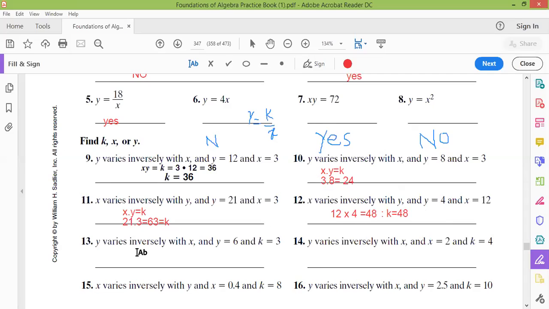Next one. Here you need to find x. Do you know how to find? X is equal to k over y. If you want to find y, it will be y is equal to k over x. So you need to find x, because the value of y and k is given. So we will divide.